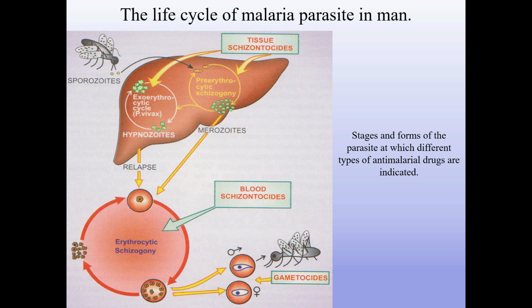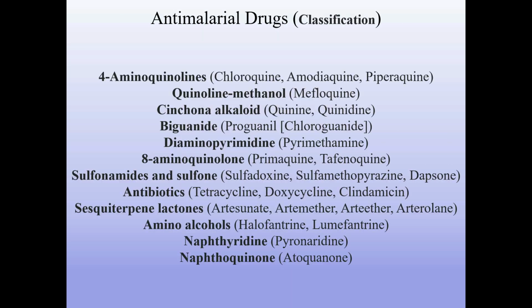Here you can see the life cycle of the malaria parasite in man, with the stages and forms of the parasite at which different types of antimalarial drugs are indicated. Antimalarial drugs classification: 4-aminoquinolines, quinoline methanol, cinchona alkaloid, biguanide, diaminopyrimidine, 8-aminoquinoline, sulfonamides and sulfone, antibiotics, sesquiterpene lactones, amino alcohols, naphthyridine, naphthoquinone.